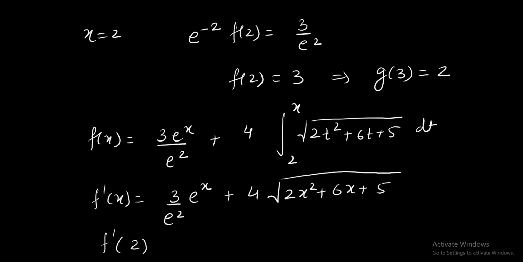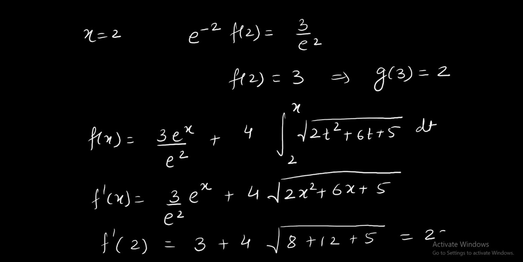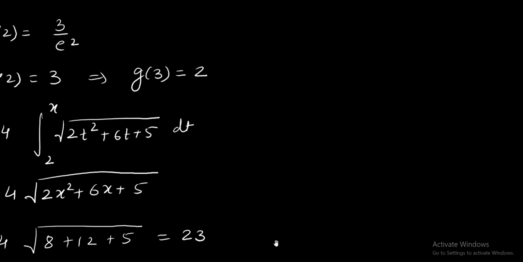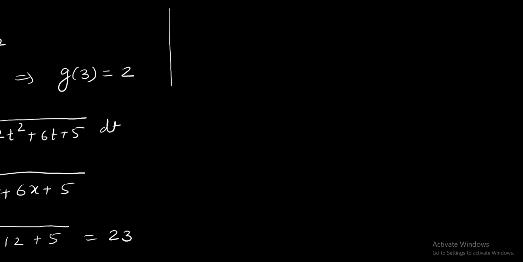f dash of 2, जैसे x को 2 लिखोगे तो this will become 3, this will become plus 4 root over 4 into 2 plus 12 plus 5. So basically I think it is turning out to be root over 25. root 25 का मतलब कितना हो जाएगा 5. So ये वैल्यू आ जाती है 23 के बराबर. ठीक है, f dash of 2 is 23. Now I need f double dash of x also so that I can evaluate g double dash of y.